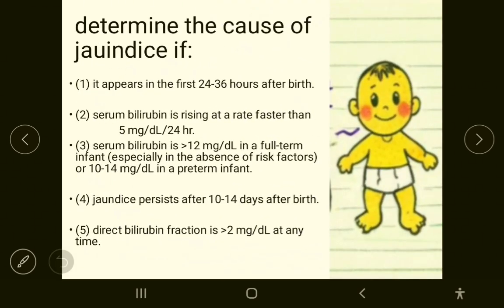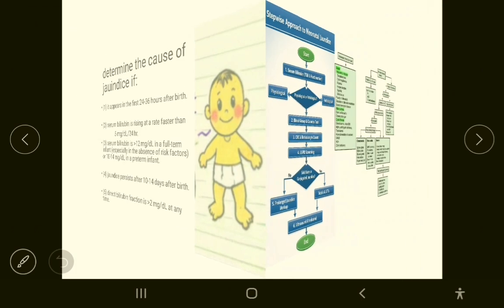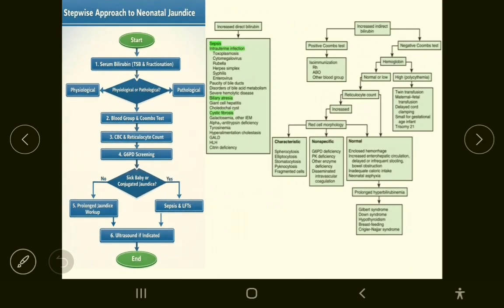Determine the cause of jaundice. Stepwise approach to neonatal jaundice. We start with the most important and mandatory investigation: total serum bilirubin with fractionation into direct and indirect bilirubin. This confirms true hyperbilirubinemia and tells us whether the jaundice is conjugated or unconjugated, which is the key decision point in neonatal jaundice evaluation.